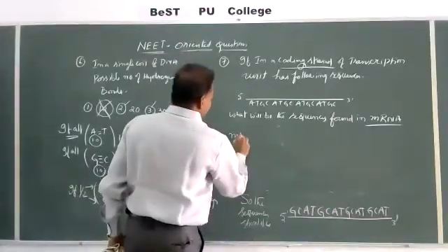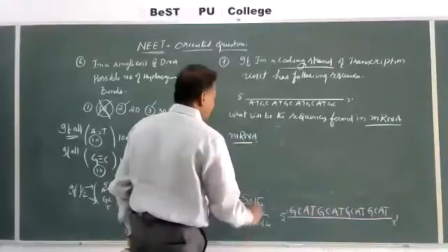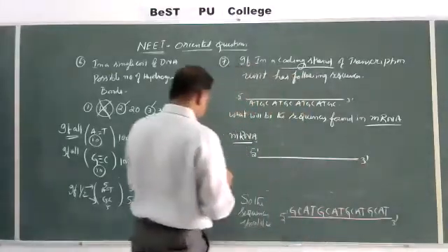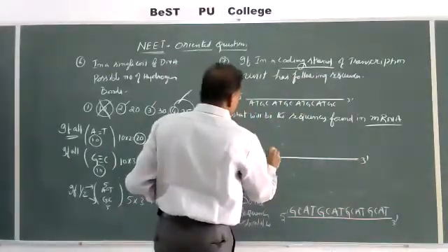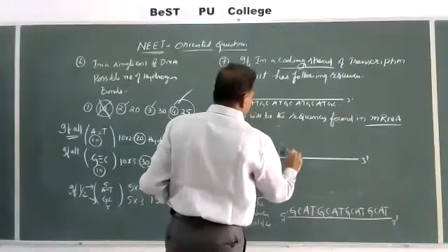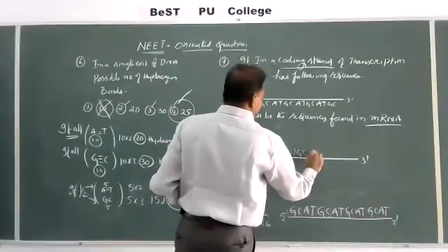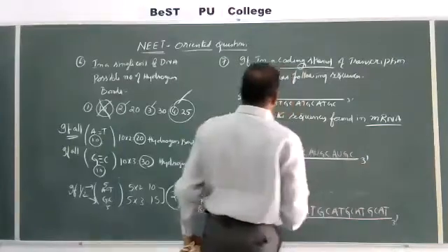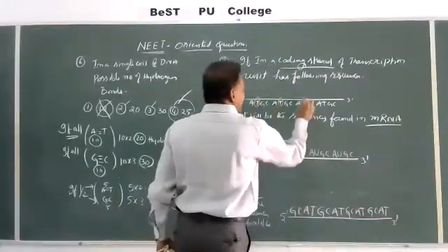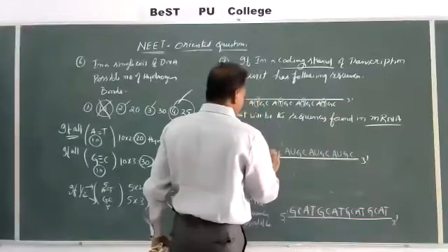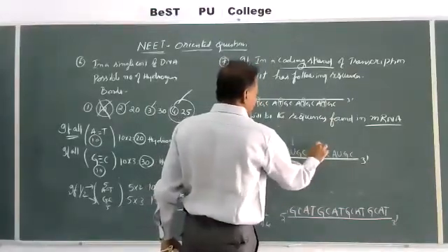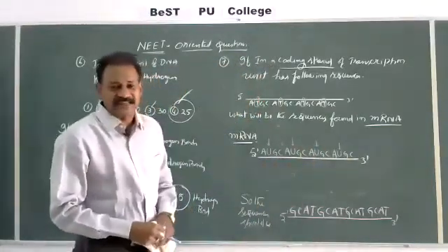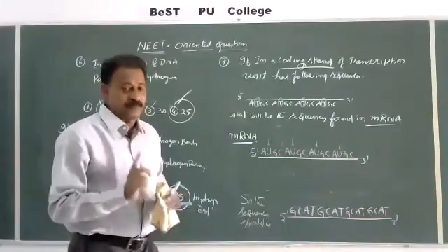mRNA should have the same sequence, so in the place of T only U, remaining all are same. That's why it is called coding strand, the strand of mRNA. My dear students, compulsorily remember this.